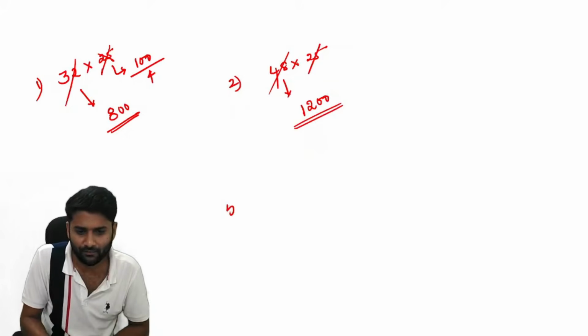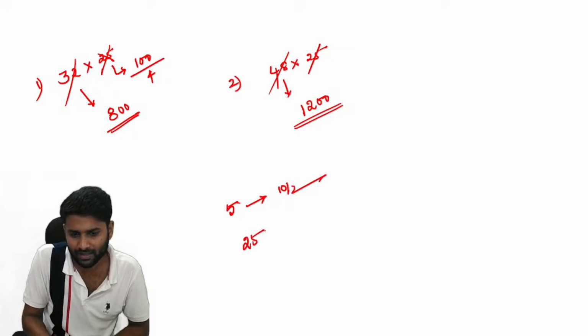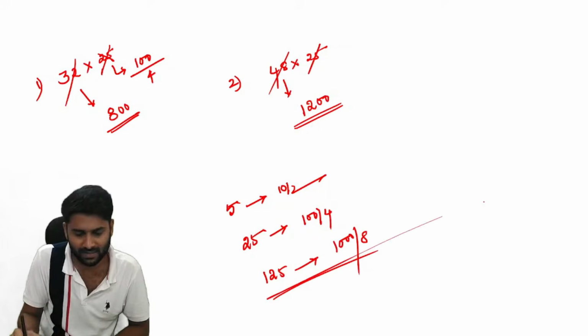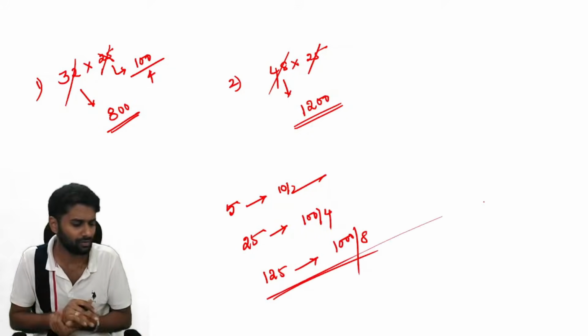Now see, 5 is all about 10 divided by 2. 25 is all about 100 divided by 4. 125 is all about 1000 divided by 8. Keep this point in your mind, you will be able to solve easily.